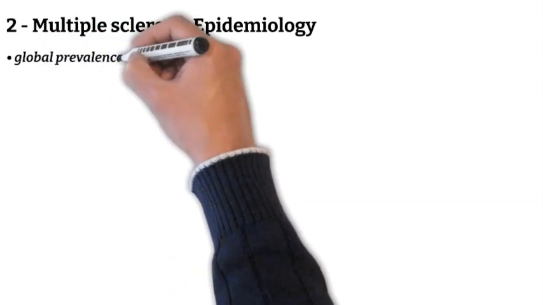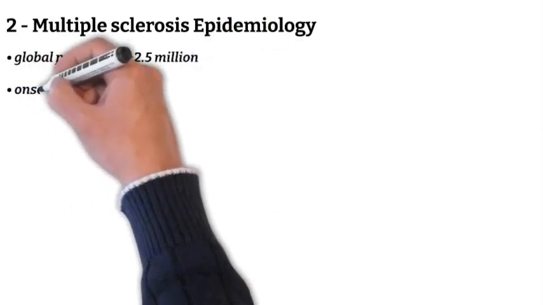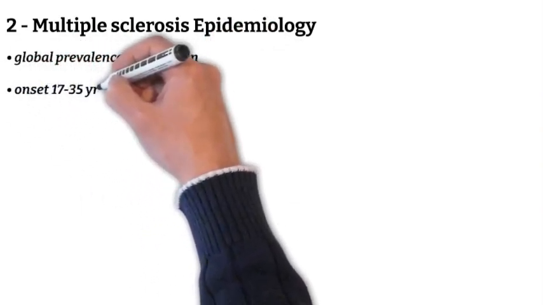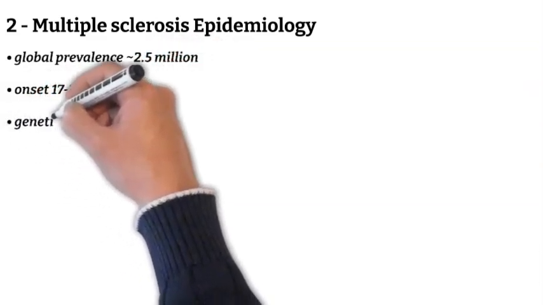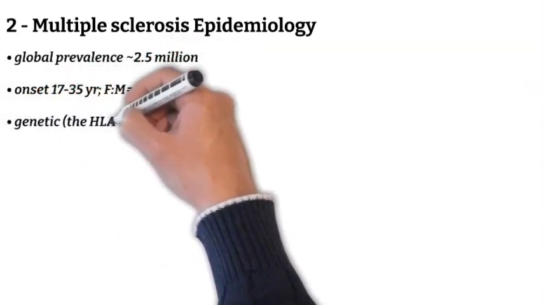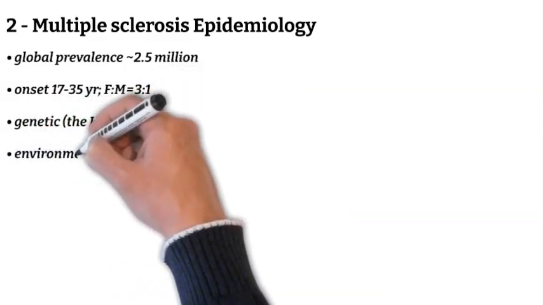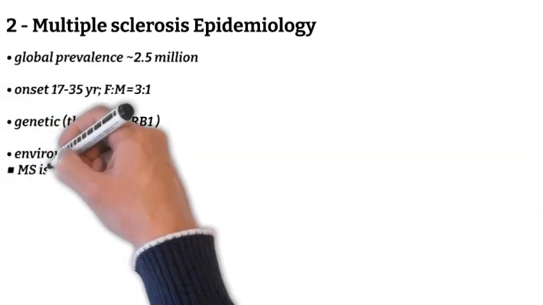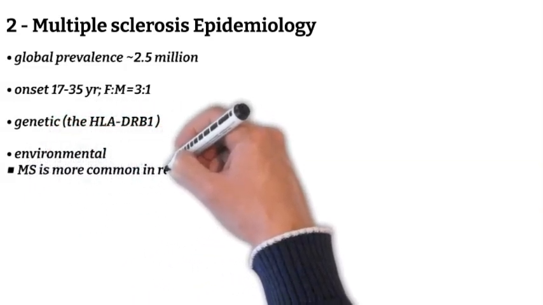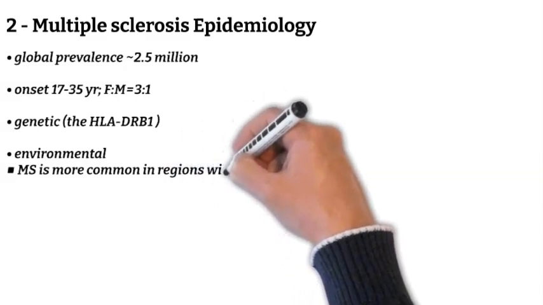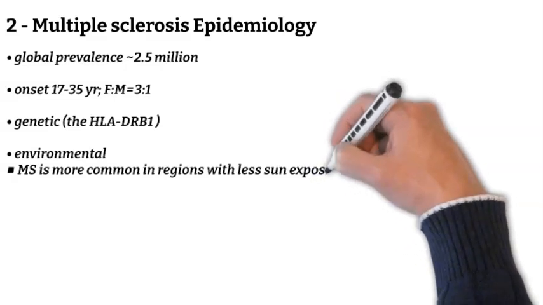So let's talk about the epidemiology. Globally, it affects around 2.5 million people. Onset is mostly in younger age, 17 to 35. Females are more prone, three times more than males. Genetics plays a role for those of you who carry HLA-DRB1.